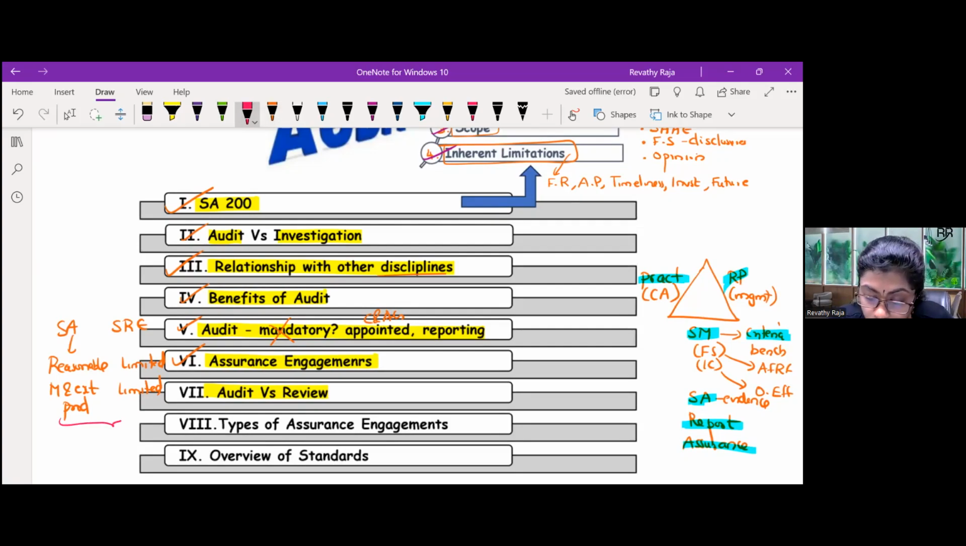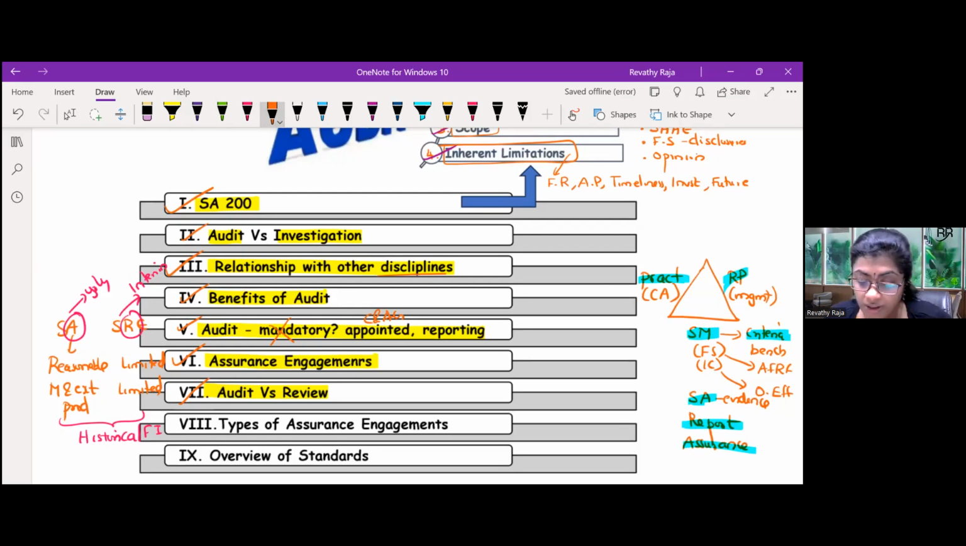But both audit as well as review, the common thing is we are doing them for historical financial information. Audit is usually yearly, whereas review is generally conducted at interim, like quarterly. So that's the difference between audit and review.